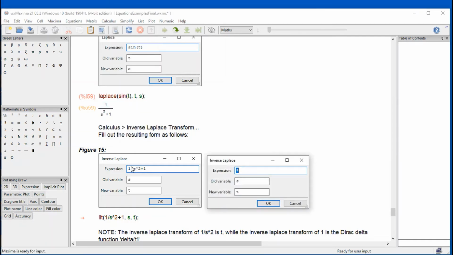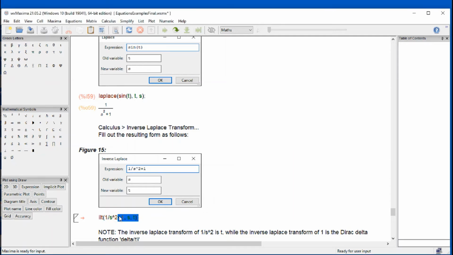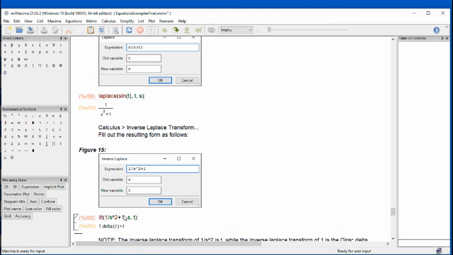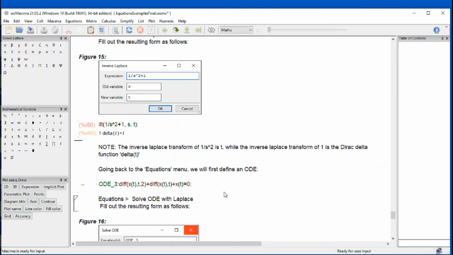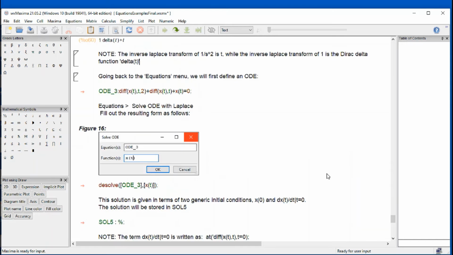Here's the example, 1 over s squared plus 1, and that produces this ILT function, which when we do Shift Enter shows delta t. Delta is the so-called Dirac delta function, which is used in signal processing or control. And so these are ideas related to Laplace transforms. But what we're doing is solution of ordinary differential equations.